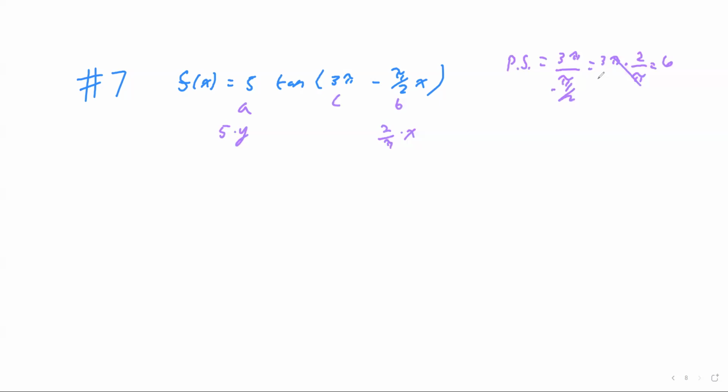Oh, but the b is negative. That would reflect across the x-axis. So, I don't think that's going to affect your phase shift. Let's see. So if I go over 6, yeah, I don't think that's going to affect that at all.